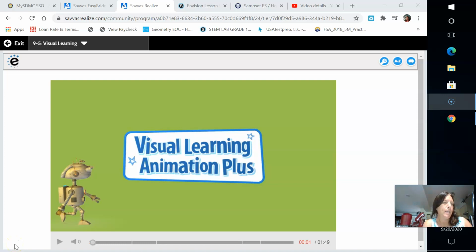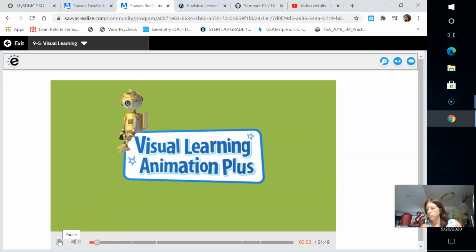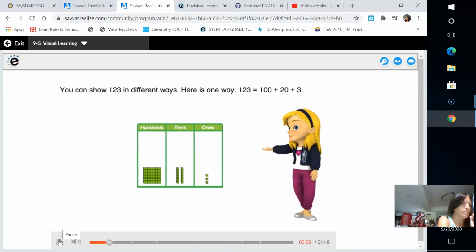All right, it is Friday and we are moving on to lesson 9.5, which is more practice with different ways to name the same number. You can show 123 in different ways. Here is one way. 123 equals 100 plus 20 plus 3.